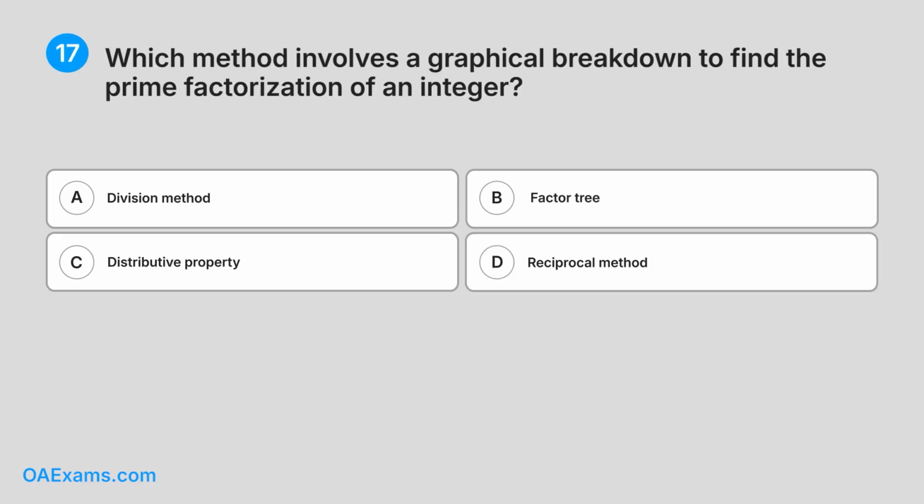17. Which method involves a graphical breakdown to find the prime factorization of an integer? A. Division method. B. Factor tree. C. Distributive property. D. Reciprocal method. Can you guess the answer?